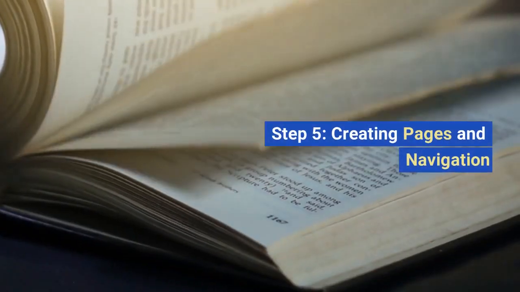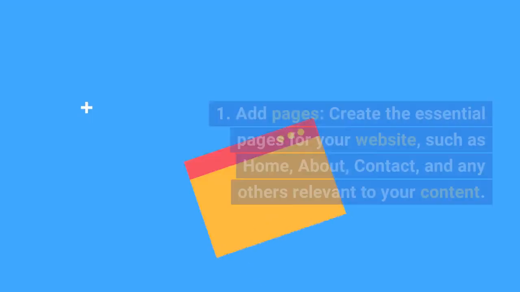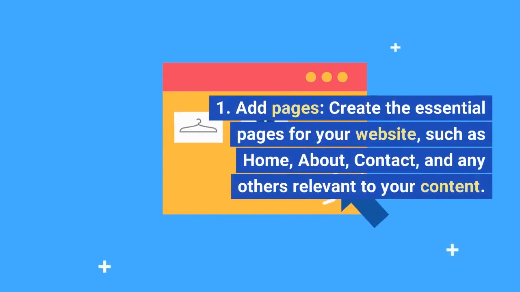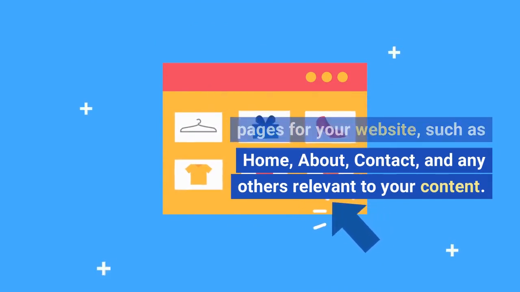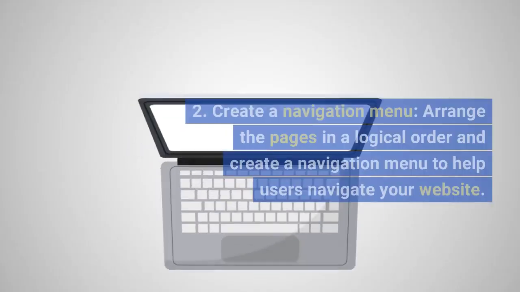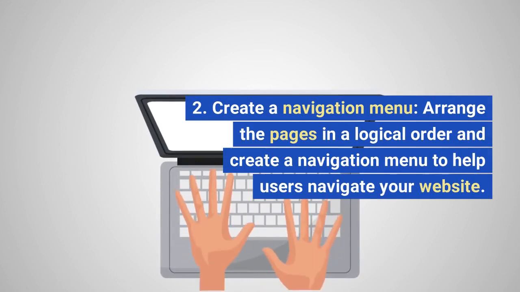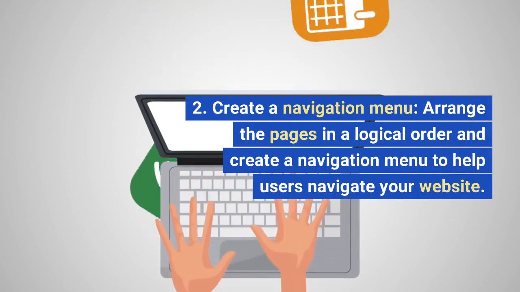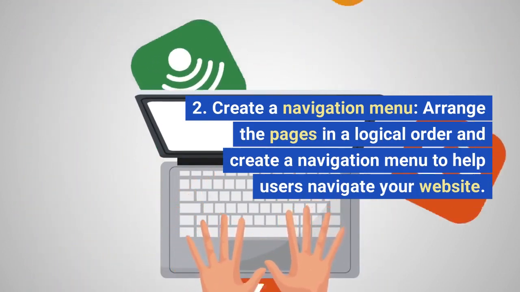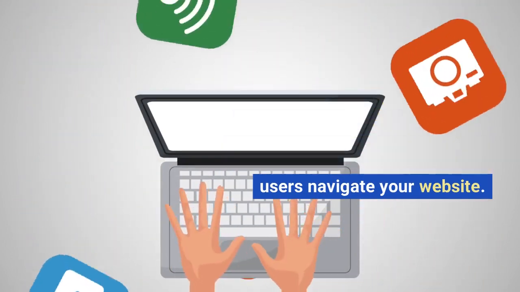Step 5. Creating pages and navigation. 1. Add pages. Create the essential pages for your website, such as home, about, contact, and any others relevant to your content. 2. Create a navigation menu. Arrange the pages in a logical order and create a navigation menu to help users navigate your website.